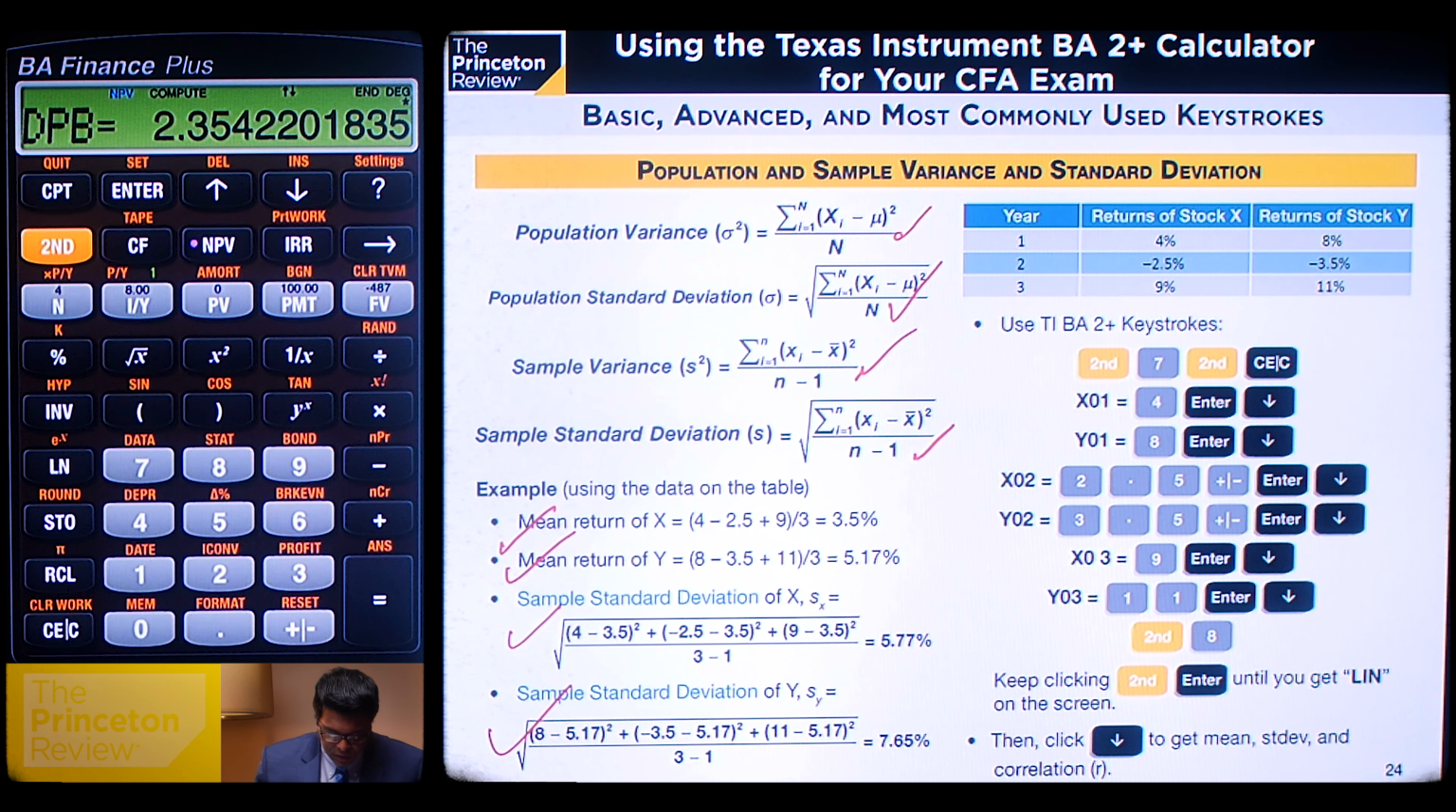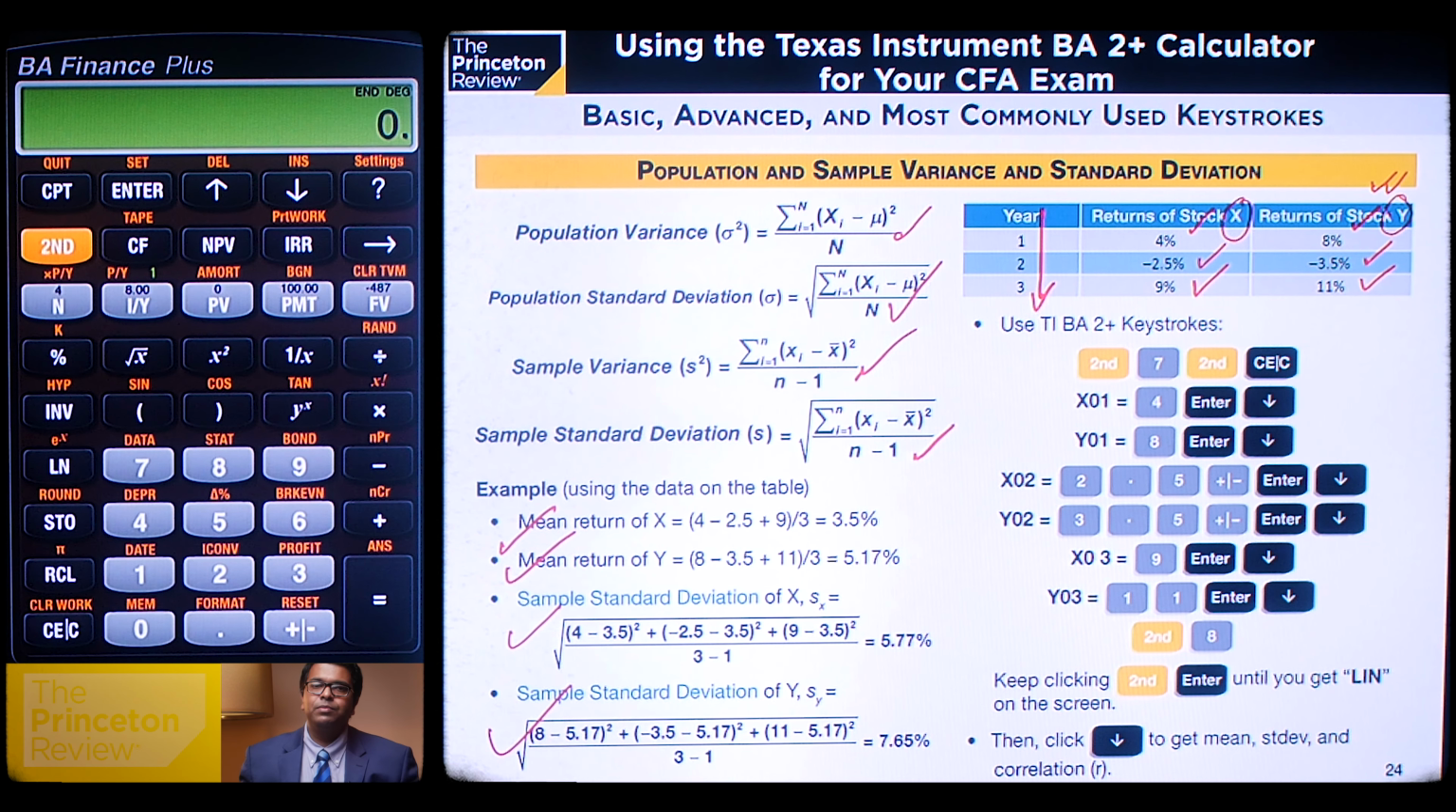Trust me, guys. Let me show you. You'll thank me. First of all, like I said, this calculator works a lot like an Excel file. So look at this table. I have the returns of two stocks, stock X and Y, for 3 different years. Stock X gives 4%, stock Y the same year gave 8% return. The next year X got negative, stock Y was more negative. The next period stock X gave 9%, stock Y gave 11%.